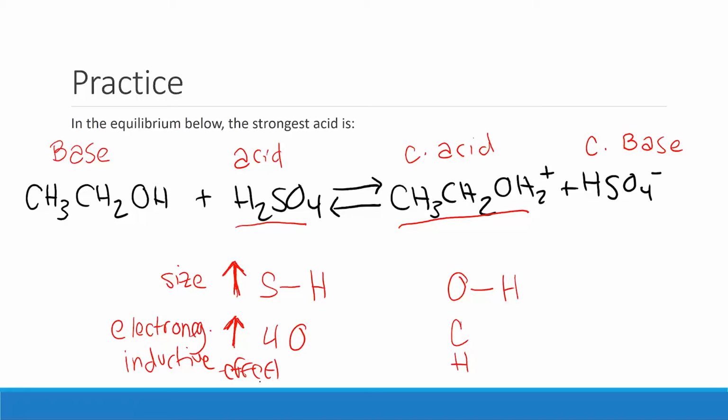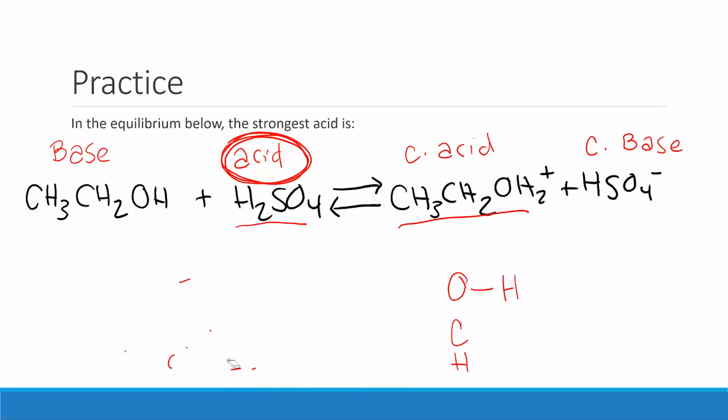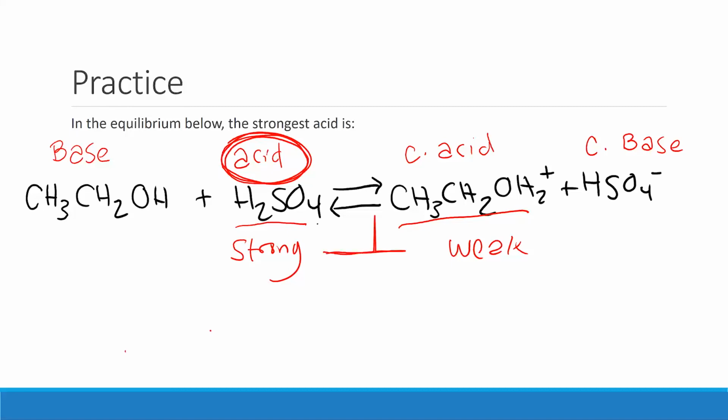So in this case, our stronger acid is going to be the H2SO4. And because we know that H2SO4 is the stronger acid, and our conjugate acid is the weaker acid, this is the weak. We also know that that means this reaction is going to favor the direction going from the strong to the weak. So this direction.